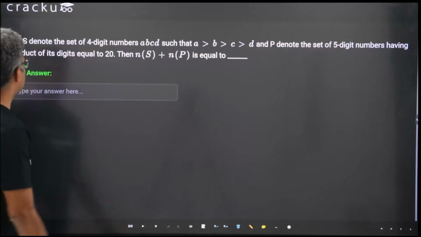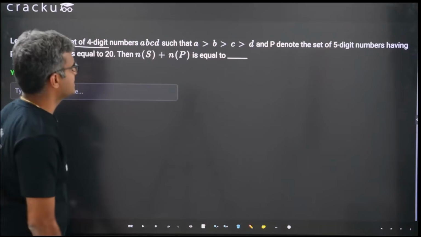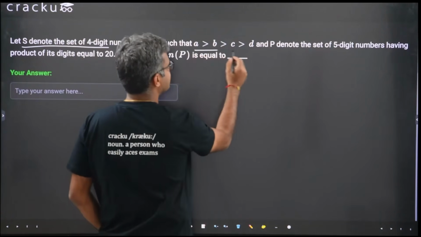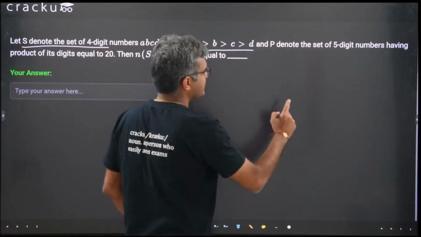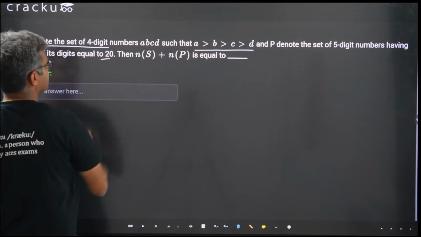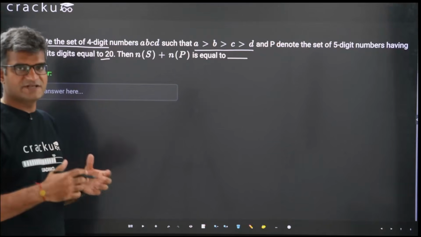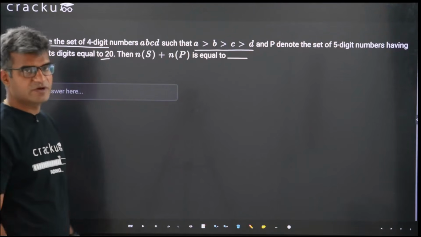In this question, we are told that there is S which denotes the set of 4-digit numbers ABCD such that A is greater than B is greater than C is greater than D, and P denotes the set of 5-digit numbers having the product of its digits equal to 20. Then N of S plus N of P, that is the number of elements in S and the number of elements in P, is what we are required to calculate.